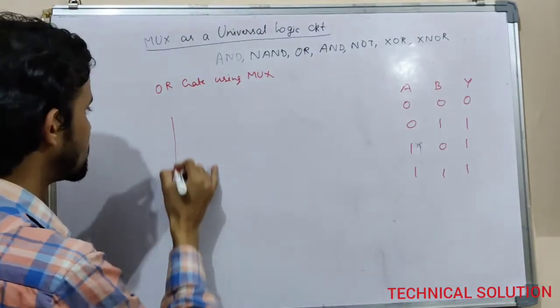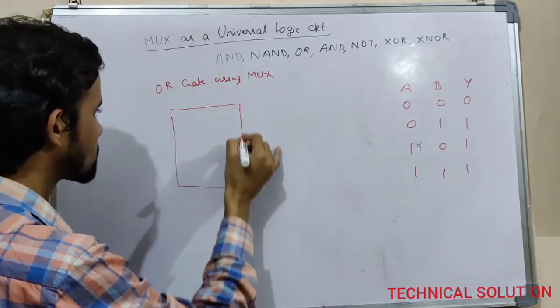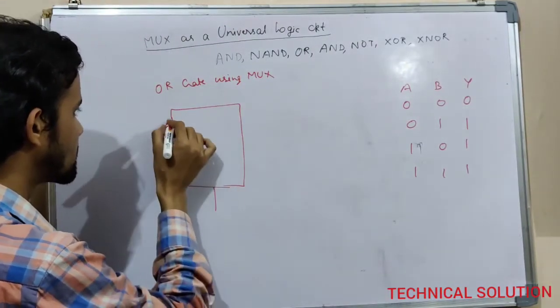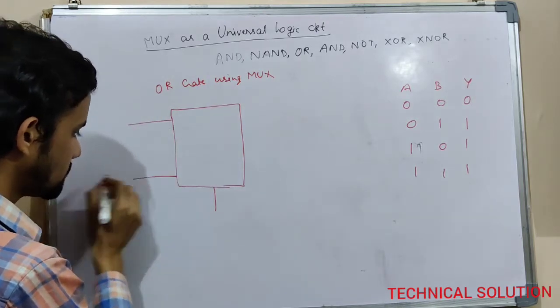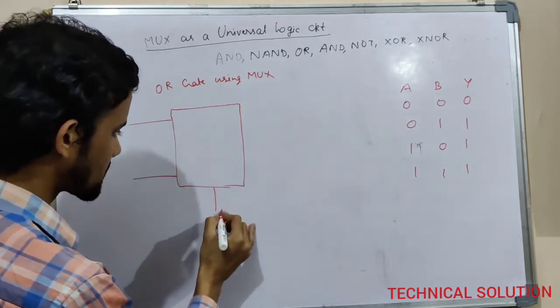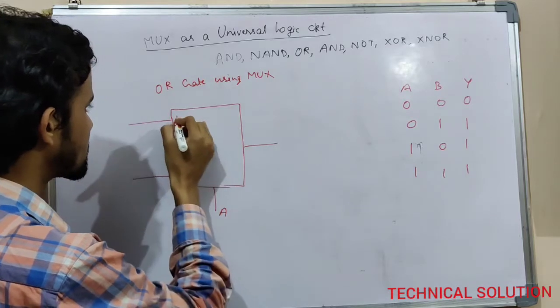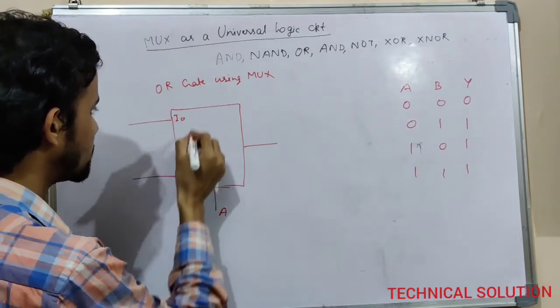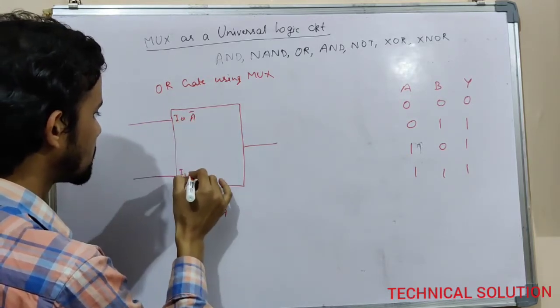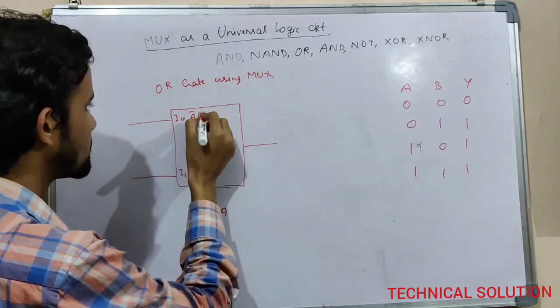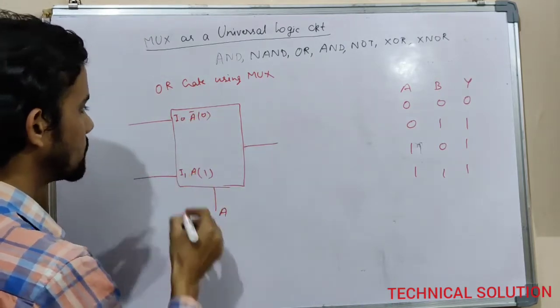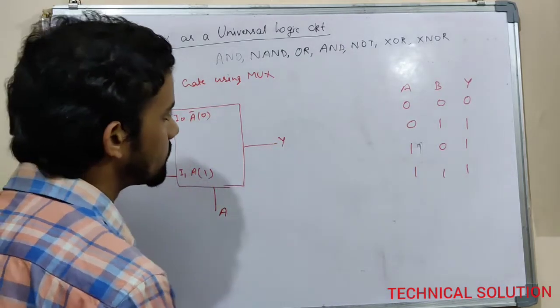Okay, and this is a 2 cross 1 mux, in which there is one selection line and two inputs. The selection line is A. This one corresponds to I0, I1. This one is A bar or A. We can also say that this one is 0 and this one is 1. Okay, and this one is Y.